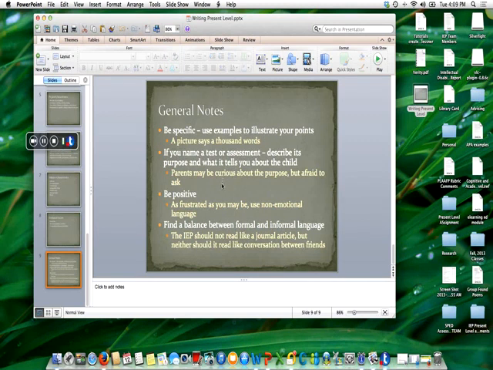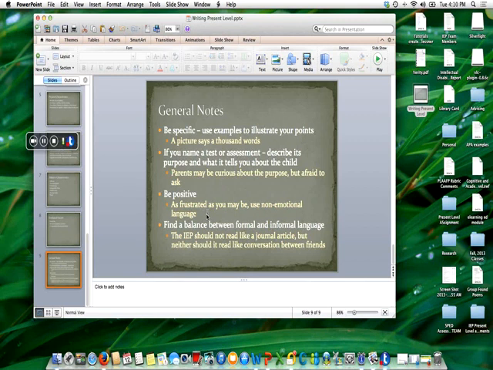I wrote, if you name a test or assessment, describe its purpose and what it tells you about the child. Sometimes parents might not know what the WISC means or what the cognitive means, and they might be afraid to ask. So go ahead and kind of describe, why do we do this and what information is it telling about the child. Be positive, and I think this is key. As frustrated as you might be with maybe the parents or the child or the situation, use non-emotional language. I think that is so vital to use non-emotional language.